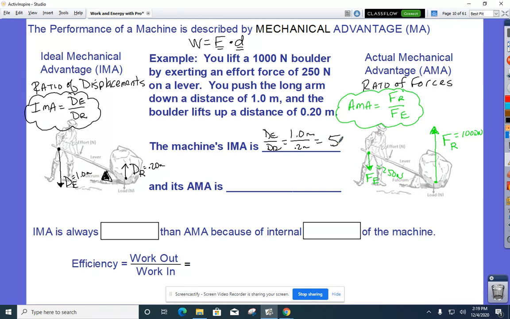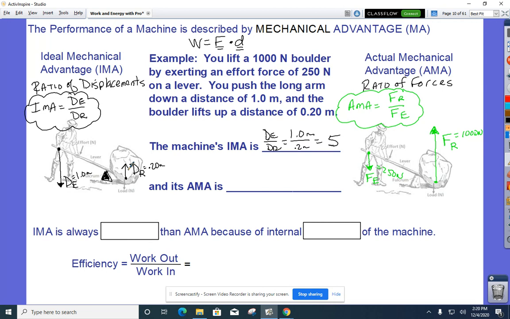Now there's no units on this. Notice it's just a multiplier. What I'm saying here is that ideally I would get 5 times the advantage here, right? I'd have to push this thing through 5 times that distance. I'd get 1/5 of that over here. That's the ideal mechanical advantage of 5.